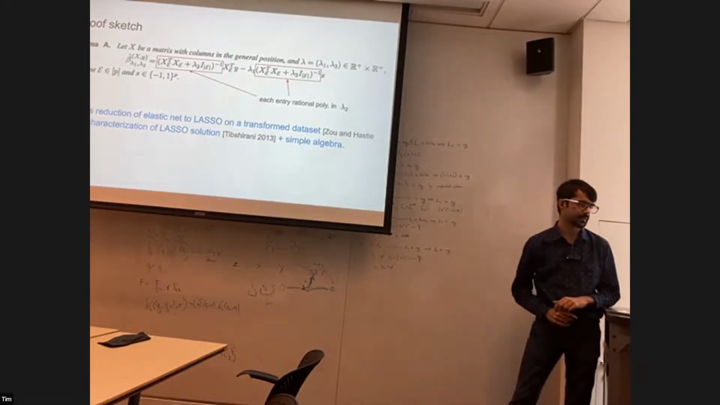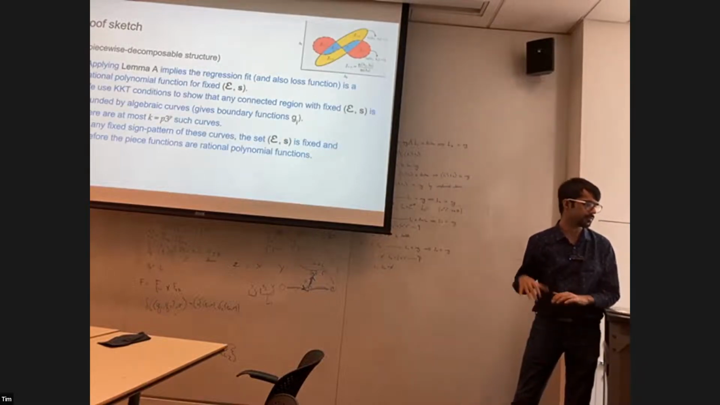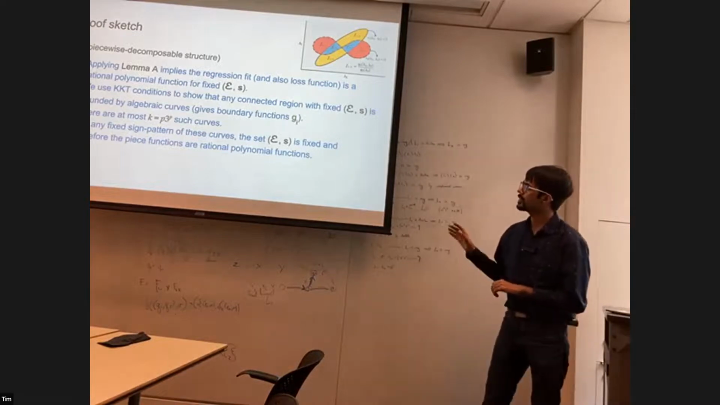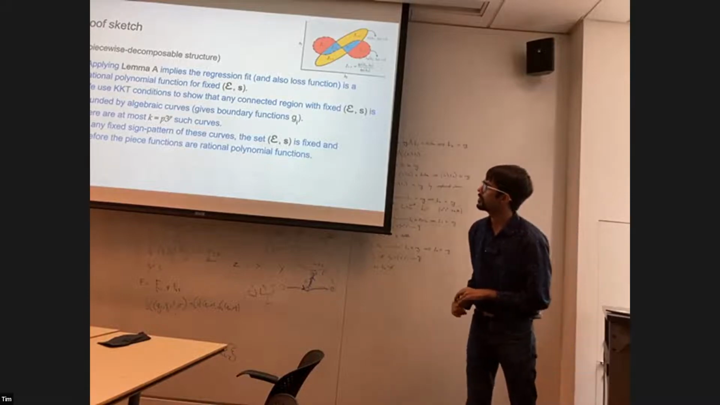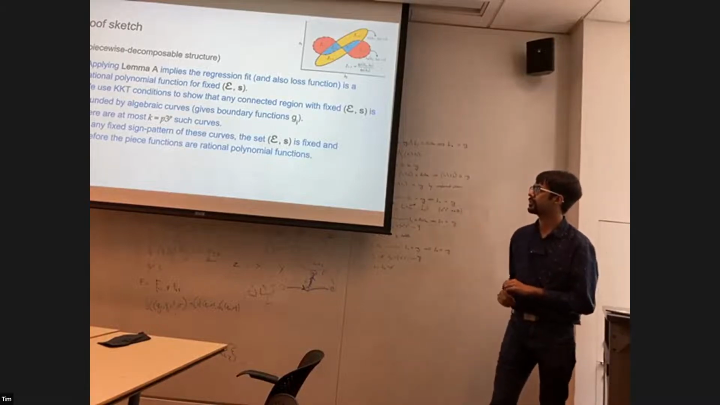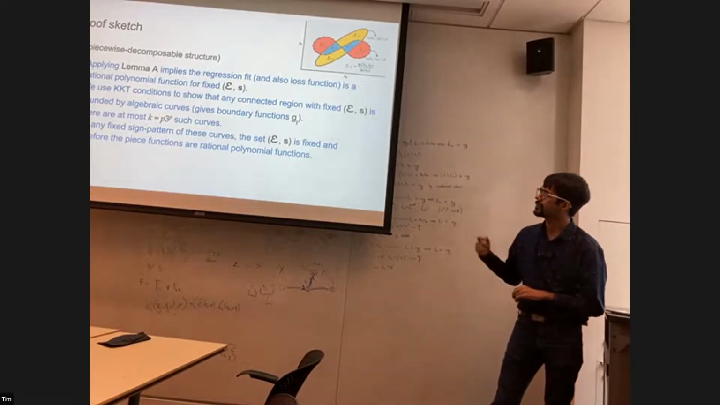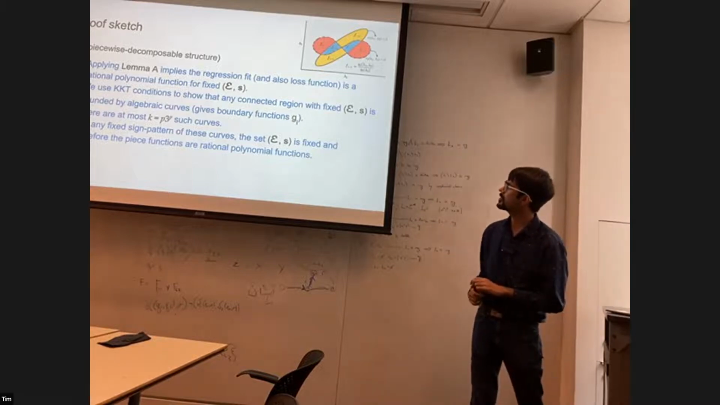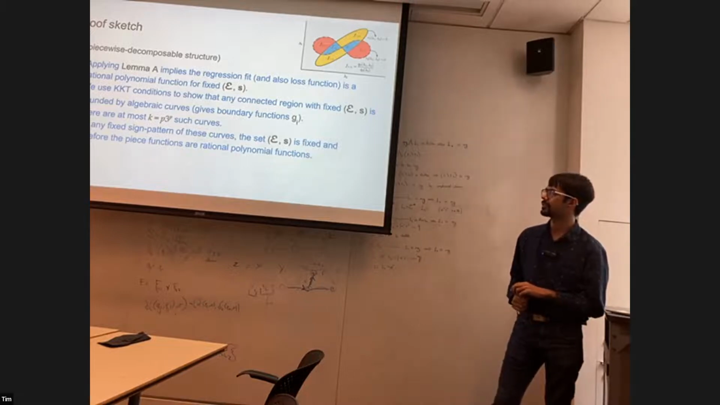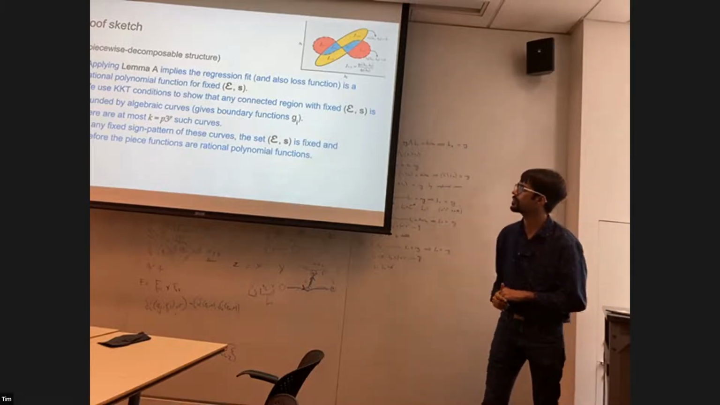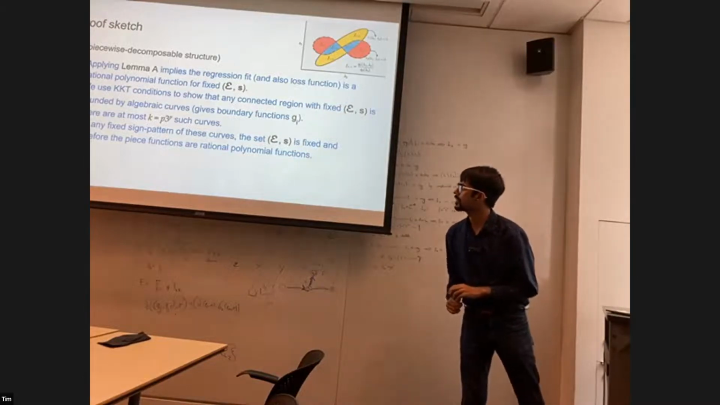Yeah, and combining that, we get the full result. So in a few high-level steps, we apply the lemma A, which implies that the regression fit and also the loss function is a rational polynomial function, but for a fixed subset of parameters which are non-zero. And we then use KKT conditions to show that any connected region with fixed value of E and S is bounded by algebraic curves, which are those polynomial thresholds which we talked about, and there are at most p times 3 to the p such curves.